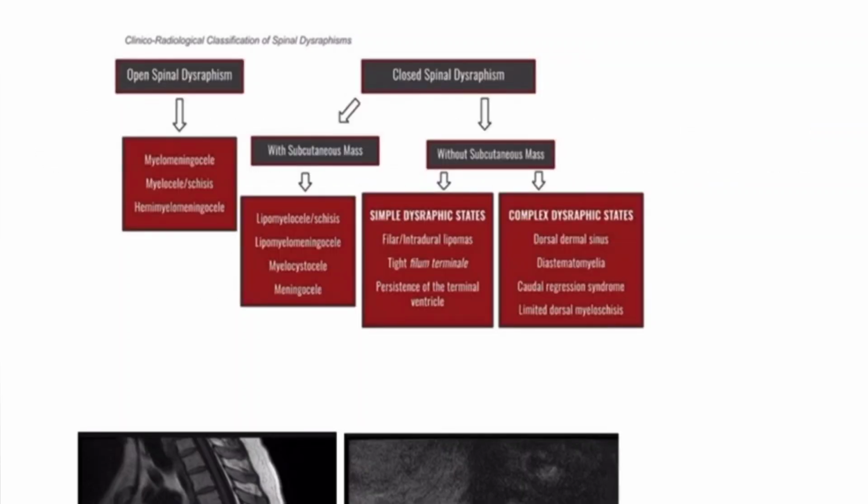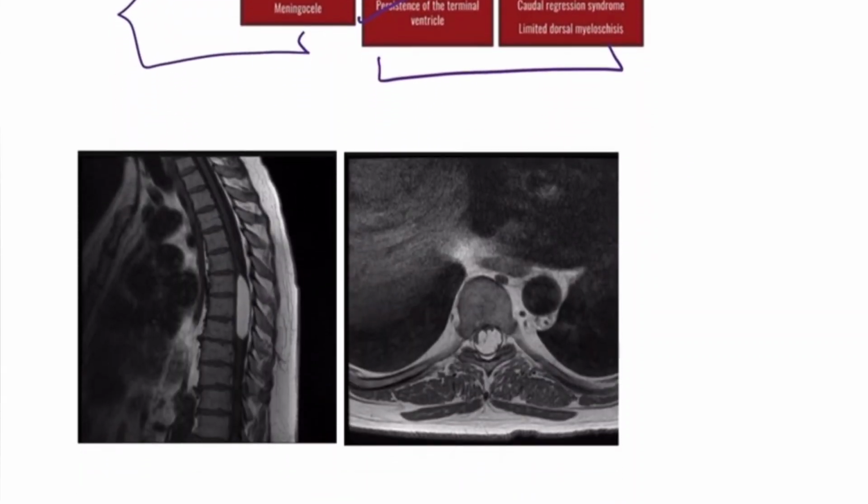Going with the flow, we have already discussed these two varieties, and today we will discuss these two categories. Let's first start with the simple dysraphic states. This includes three disorders: the intradural lipoma, the lipoma of filum terminale, and persistence of the terminal ventricle. So the first is intradural lipoma.